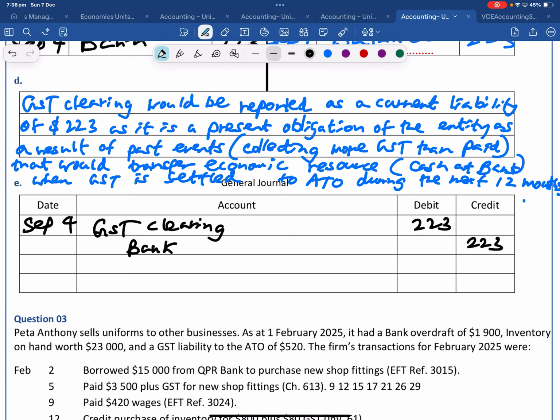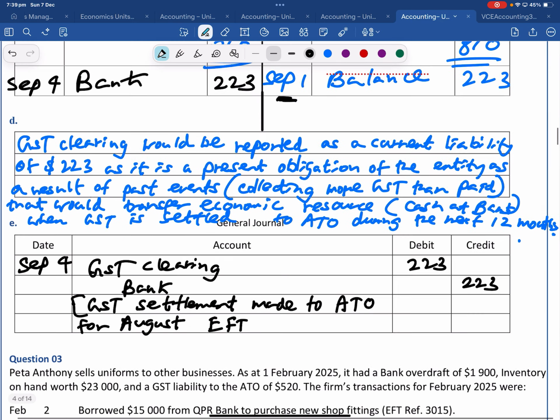Okay. Right. Okay. GST settlement. EFT 658, yes.